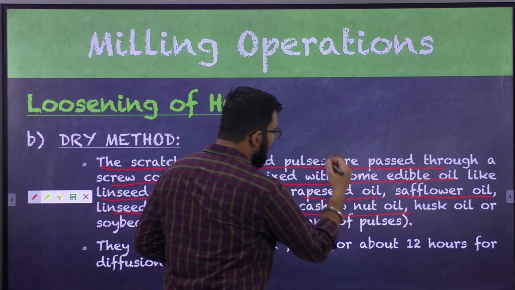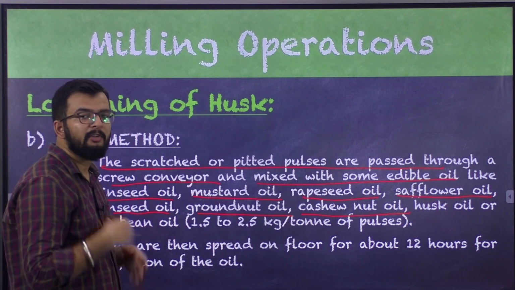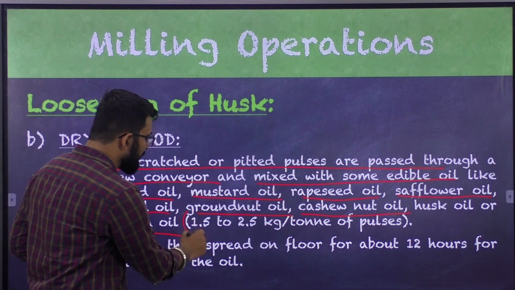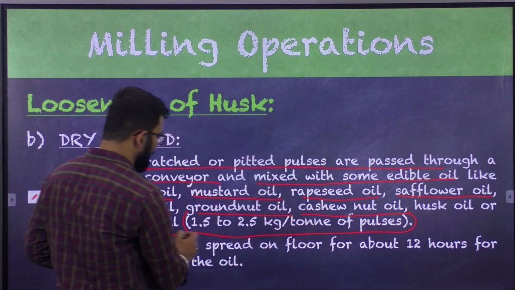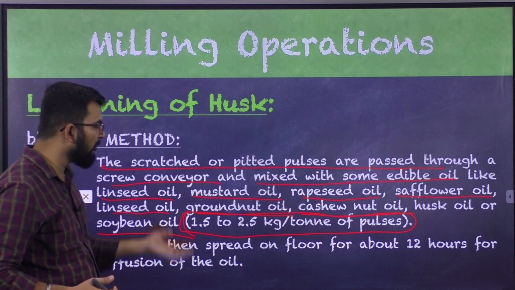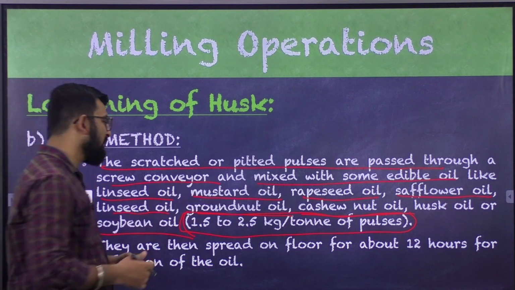These are mixed and soaked with edible oil, which will loosen the husk. Instead of water we are taking oil, like rice husk oil or soybean oil. The quantity used is 1.5 to 2.5 kg per ton of pulses. That is not too great an amount, only 1.5 to 2.5 kg of oil per ton of the pulses.